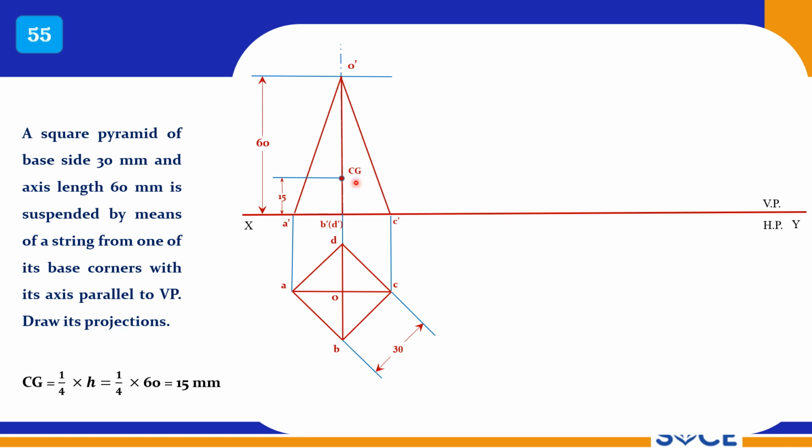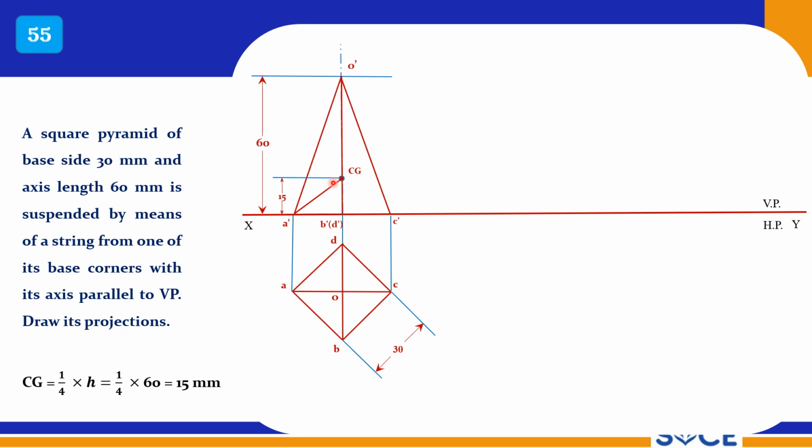CG. Now this CG can be connected to A dash, or it can be connected to C dash. Anyway is fine. So I am connecting to A dash. So this is the CG. So this line, when you hang it, it will be a perfect vertical line, right? So with reference to that, we have to proceed in this problem. So that is very, very important. And the line A to CG will be a perfect vertical line.